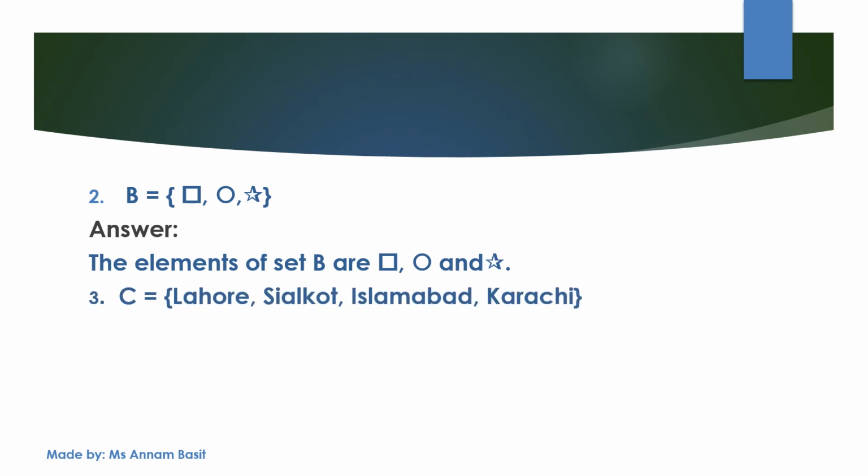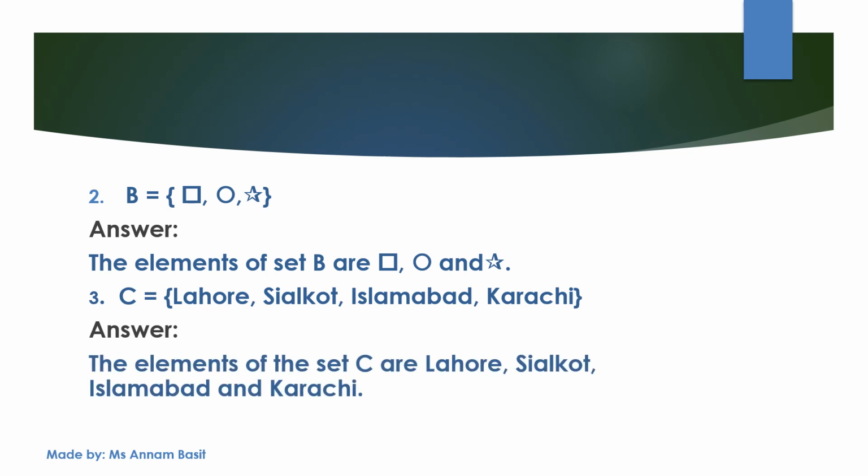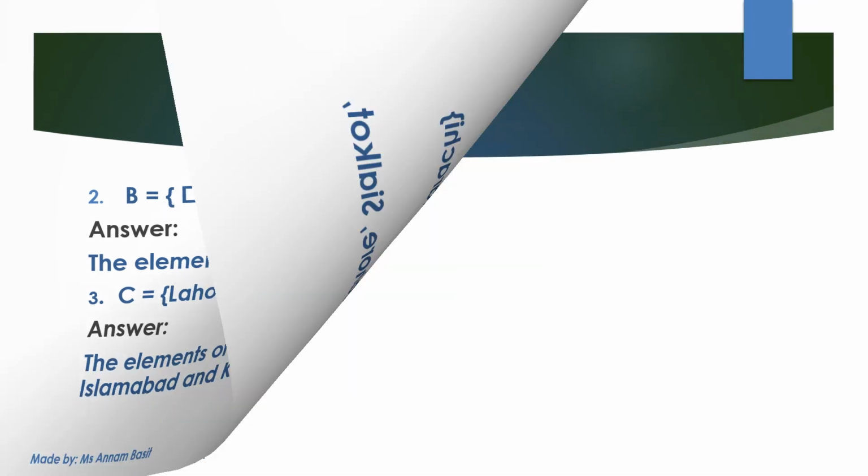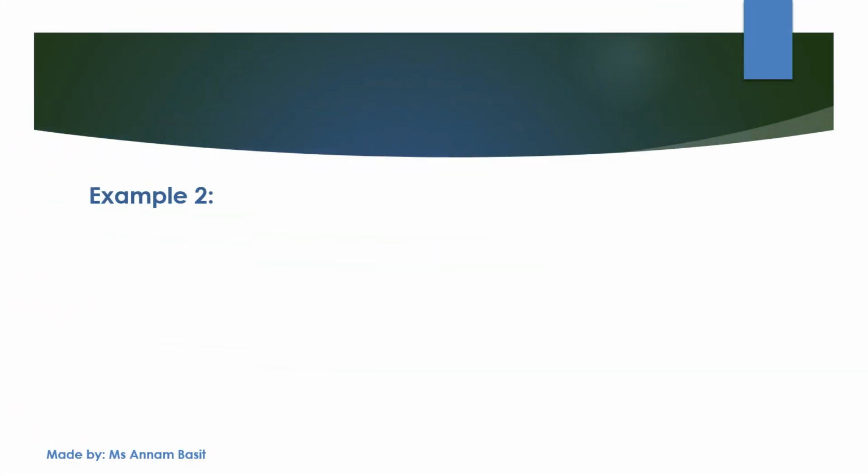Now let's take another set, which is C is equal to {Lahore, Sialkot, Islamabad, Karachi}. And how are we going to write the elements of the set? The elements of set C are Lahore, Sialkot, Islamabad, Karachi, separated by commas. So you write: the elements of the set C are Lahore, Sialkot, Islamabad, and Karachi. Okay, let's take another example.